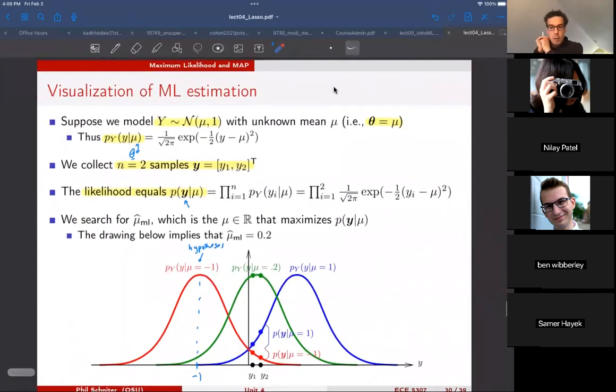Okay, so is this making sense, or any questions on what we're doing with maximum likelihood? Not seeing any questions, so hopefully it's good. Oh, is this equivalent to choosing the mean?